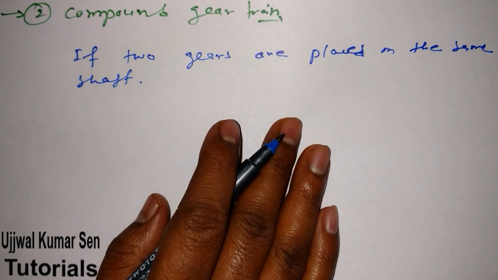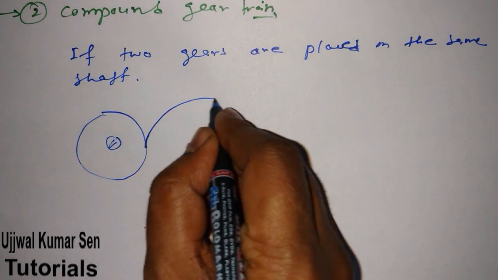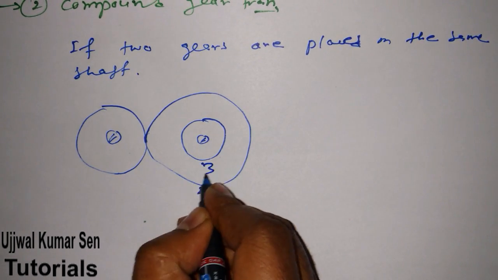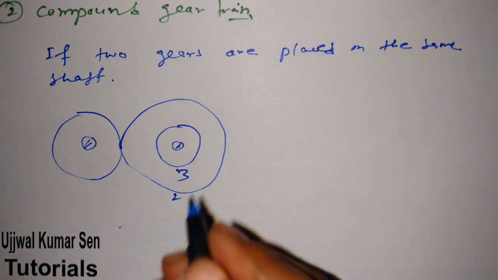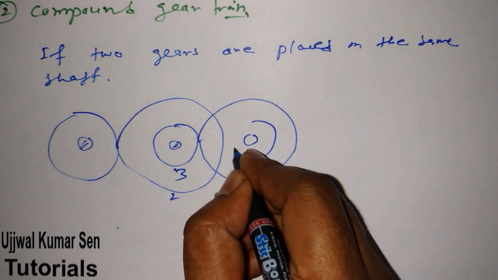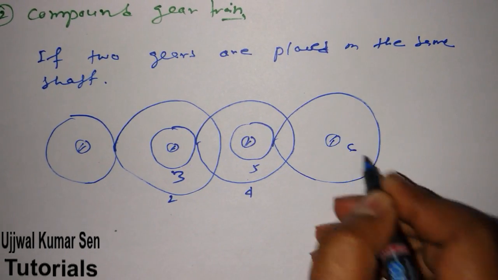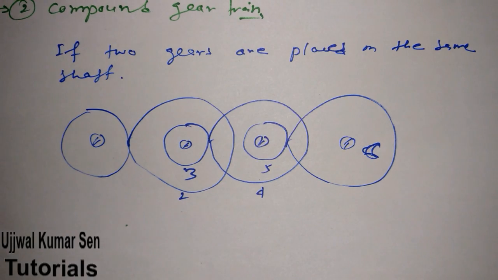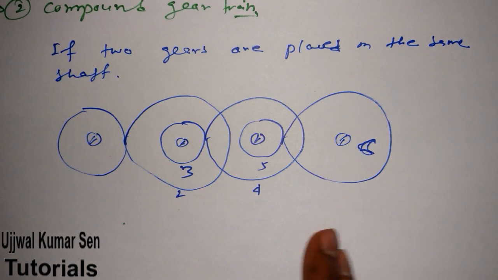Let's take an example so you will understand it. Suppose we have gear 1 here, and this is connected with gear 2. Gear 2 has gear 3 mounted on the same shaft. Now this one is connected with another gear, suppose 4, which has gear 5 on the same shaft. Now this is connected with another gear, 6. In this way I have connected them, and this is known as a compound gear train because there are two gears on the same shaft, here also.